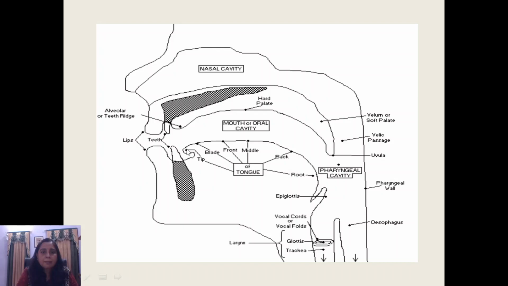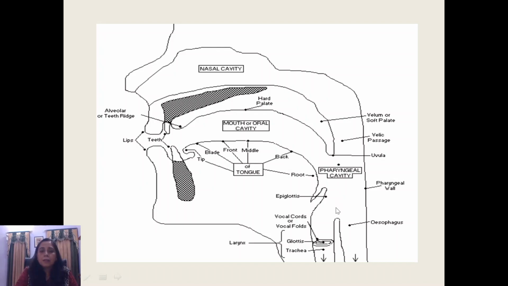Here, let's have a closer look at the tongue. This is the tip of the tongue. Just at the back of the tip of the tongue is the blade of the tongue. Then the front of the tongue. So when in my other sessions I refer to the front of the tongue, that does not mean the tip. This is the tip of the tongue, then this is the blade, and then this is the front of the tongue. This is the middle of the tongue. This is the back of the tongue, and then the root of the tongue.